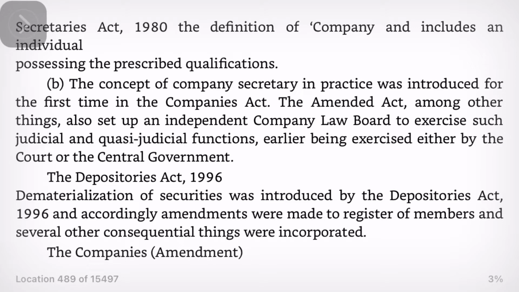The Companies Amendment Act 2002. The following changes were made to the Companies Act 1956. A. New parts consisting of sections 581A to 581ZT relating to producer companies were inserted.